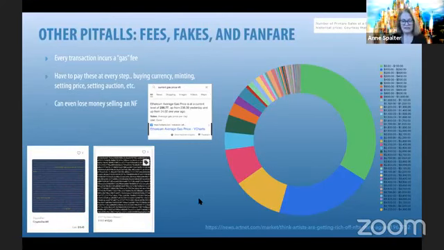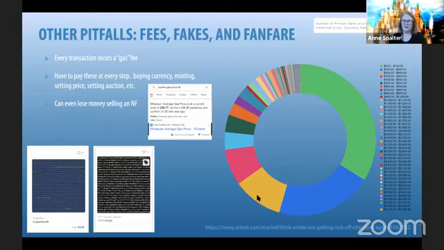Every transaction that you do on any of these cryptocurrency networks, blockchains, incurs a fee. So there's a fee when you buy cryptocurrency. There's a fee when you transfer it to your wallet. There's a fee when you mint your artwork. There's a fee when you set a price for your artwork. There's a fee if you set up an auction for your artwork. Someone's making money on the fees, the people verifying all the transactions. And in fact, if your artwork is not selling for very much, you could even end up losing money on your sale of an artwork, which is detailed in this article that's linked below.